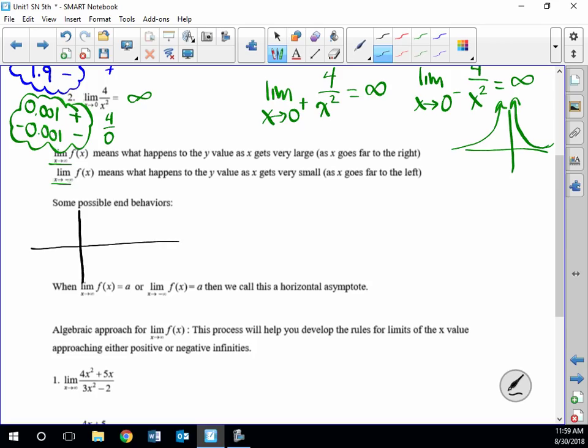So here, a first case, maybe the graph does something like this. So maybe the graph goes to infinity. So maybe as x goes to infinity, maybe y goes to infinity. So as this goes up, that's one possibility. So as x gets big, y gets big.